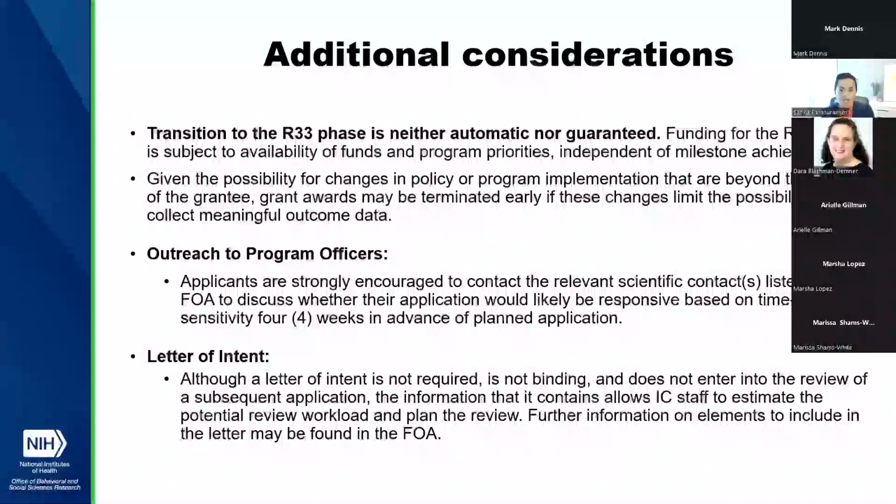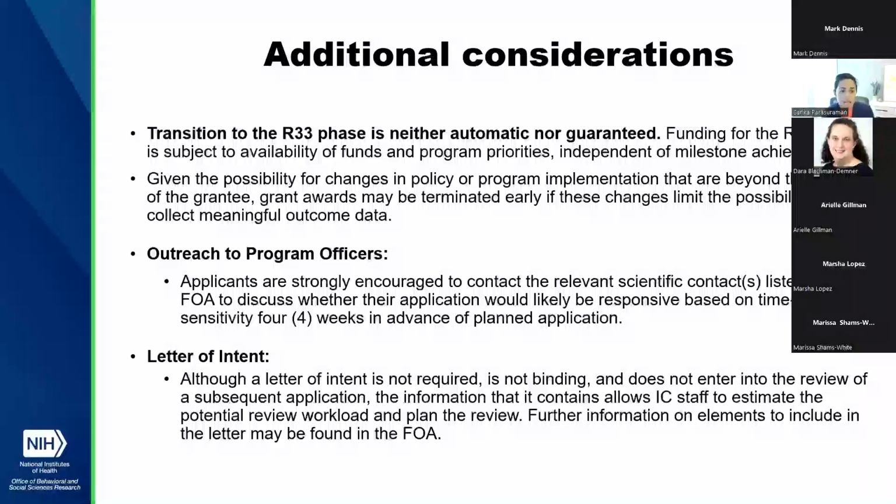And so additional considerations that we're required to mention, transition to the R33 phase is neither automatic nor guaranteed. Funding for the R33 phase is subject to availability of funds and program priorities, again, independent of milestone achievement. And given the possibility for changes in policy or program implementation that may be beyond the control of the grantee, grant awards could be terminated early if these changes limit the possibility to collect meaningful outcome data.